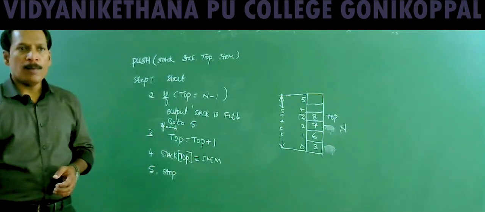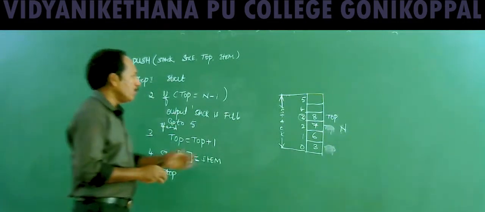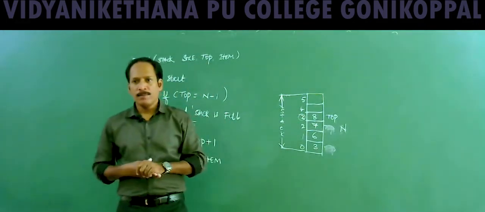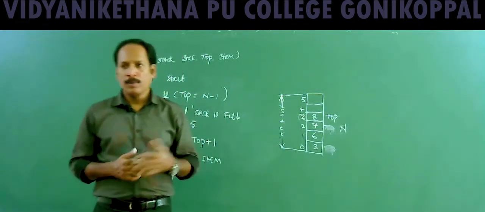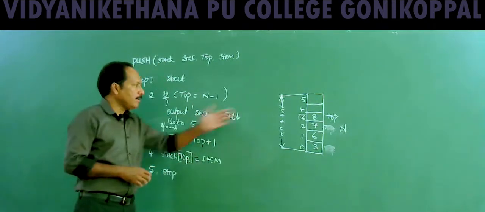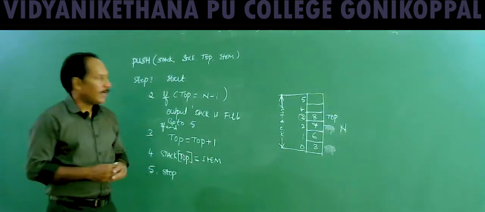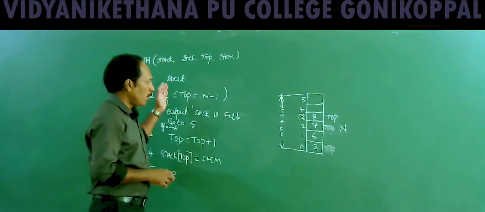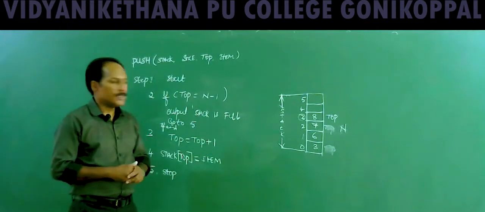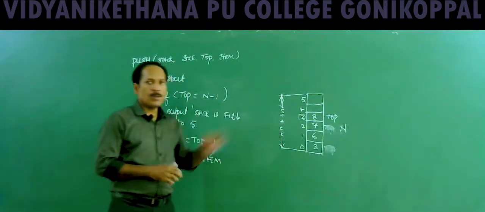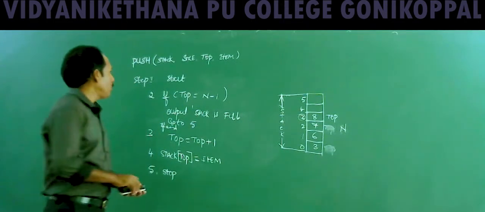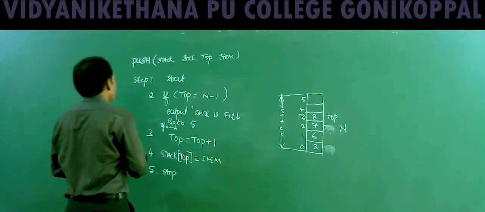What does pop mean? It is the process of removing the topmost element from the stack. That is called pop. We define it the same way: let stack be an array with n elements, and top is the pointer pointing to the topmost element. This algorithm deletes the topmost element and copies it to the variable item. So we write the pop algorithm.